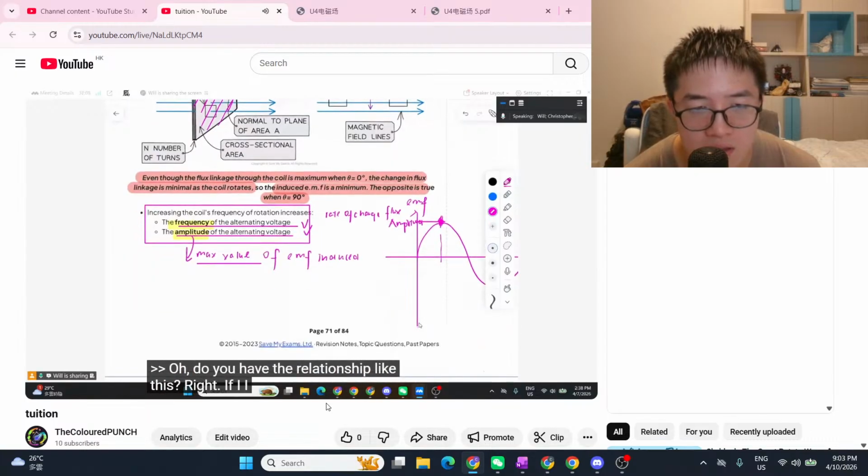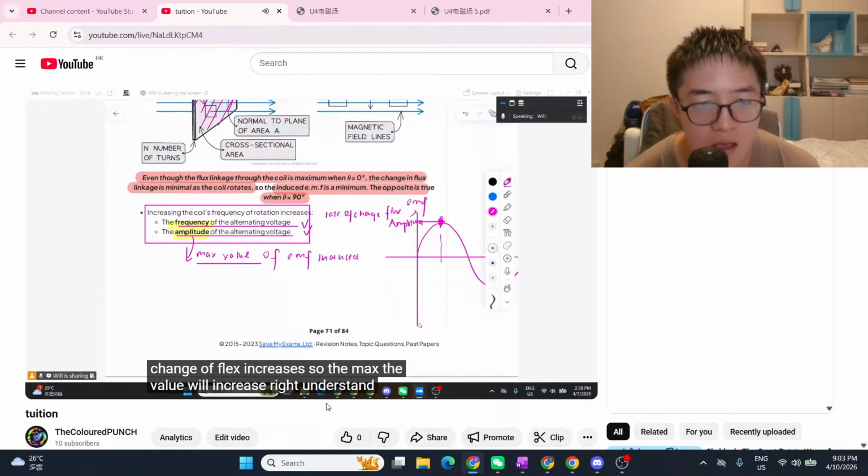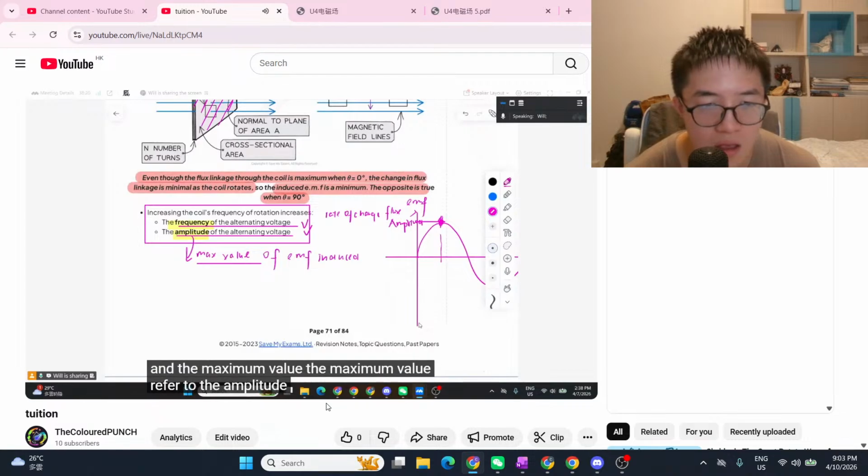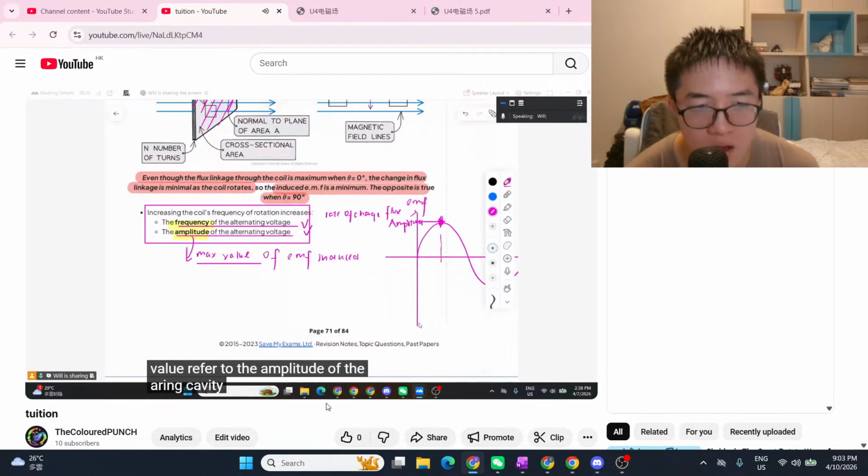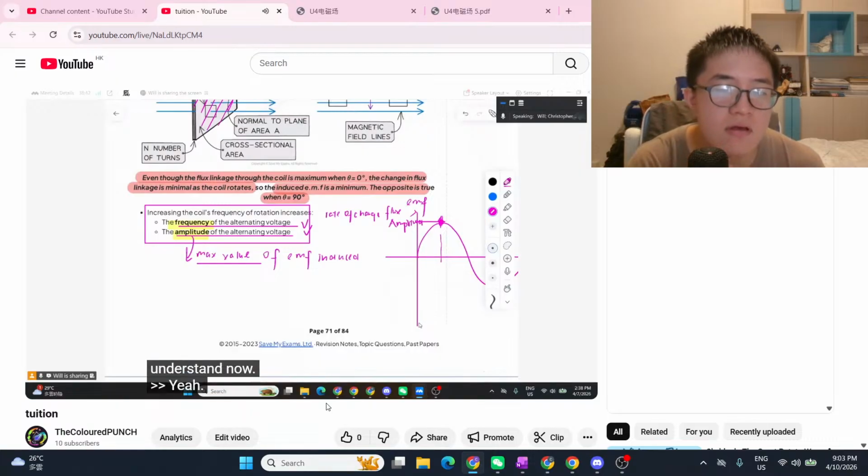If I increase the frequency of the rotation, that will increase the rate of change of flux, so the induced EMF will increase. The maximum value refers to the amplitude, so the amplitude of the alternating voltage also increases. Understand now?